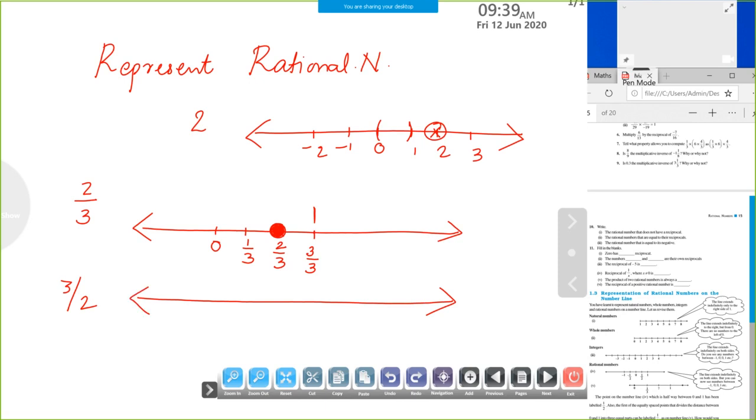Again, since it is a positive number, I start from 0. I need 3 by 2. So, I take 1 by 2, 2 by 2 with equal width again. Now, this 2 by 2 is 1. Okay? Now, next width is equal width.